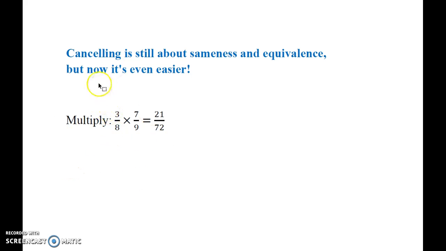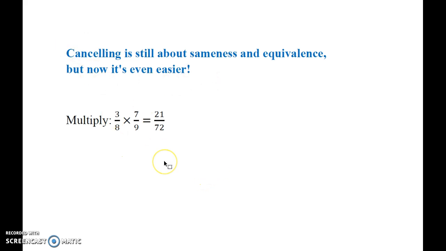But if you have done reducing, you know that reducing is all about that sameness and equivalence principle that we have. We want to create something that is the same. It's equivalent. It's not different. It just looks a little bit different, right? That's one of our big, huge principles in math. We use it all the time, especially in fractions. And canceling is just kind of the same thing, right? It's still about sameness. It's still about equivalence. It's still about making something that looks different but is the same. But now it's going to get even easier, right?